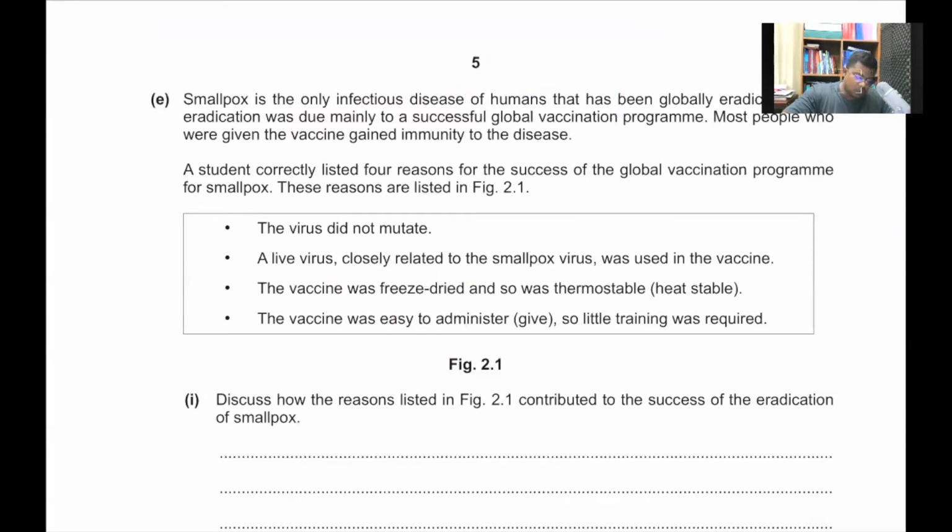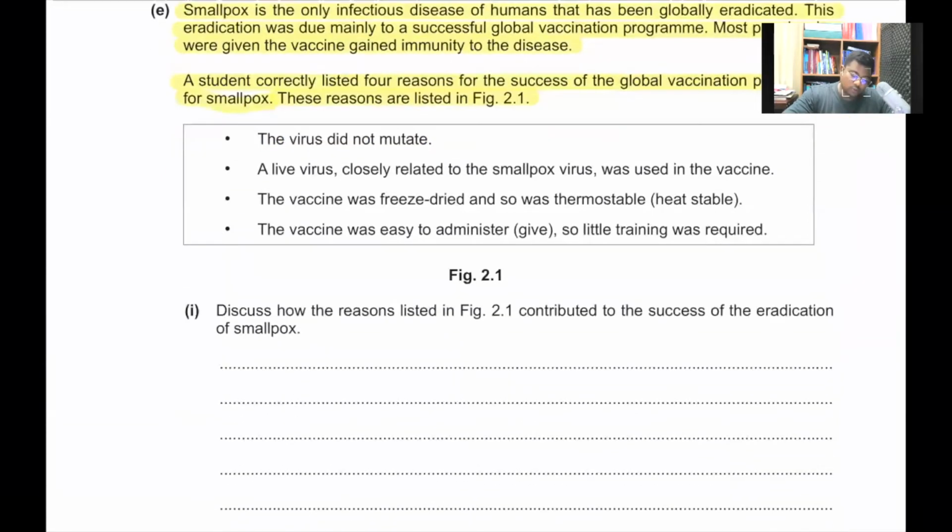Part E. Smallpox is the only infectious disease of humans that has been globally eradicated. This eradication was due mainly to a successful global vaccination program. Most people who were given the vaccine gained immunity to the disease. A student correctly listed 4 reasons for the success of the global vaccination program for smallpox. These reasons are listed in figure 2.1.